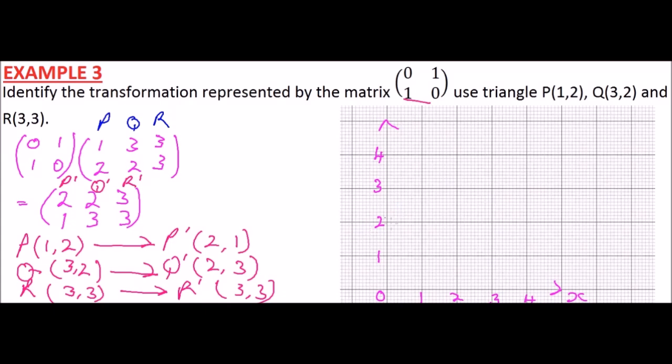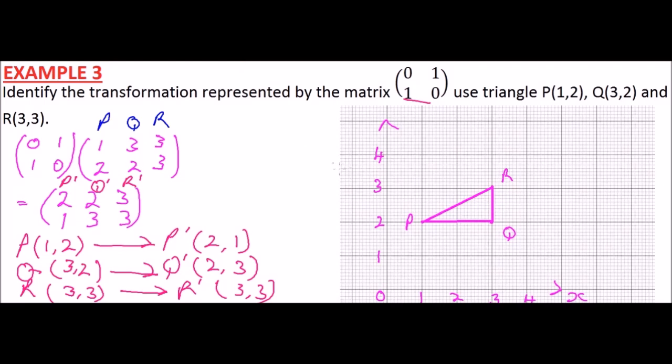So we start with our P. P is 1, 2. This is where we'll find our P. Then we label that. Our Q is 3, 2. So this is where we have our Q. And then we have our R, which is 3, 3. This is our R. Now we are going to join the 3 points to come up with our image. So that is our triangle PQR.